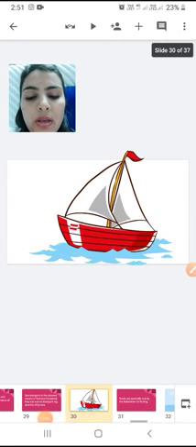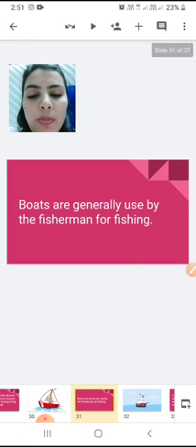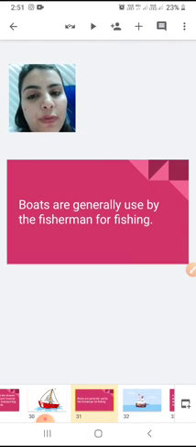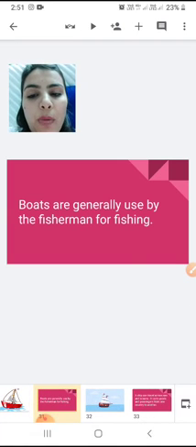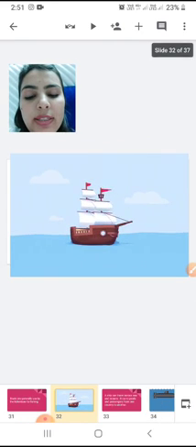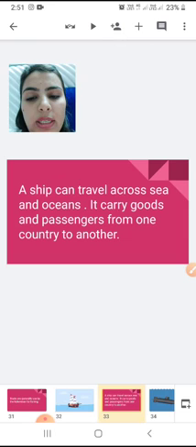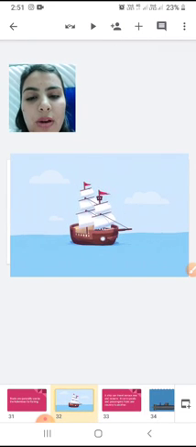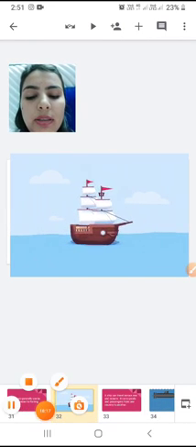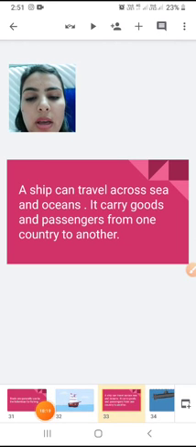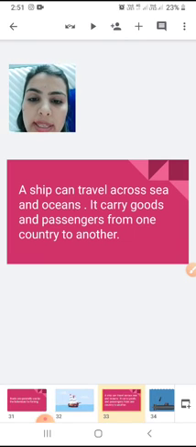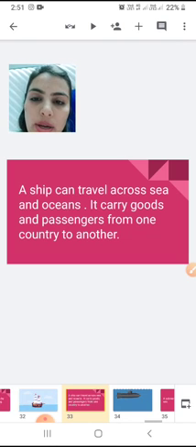First is the boat. Boats are generally used by fishermen for fishing. Next is the ship. A ship can travel across seas and oceans. It carries goods and passengers from one country to another.